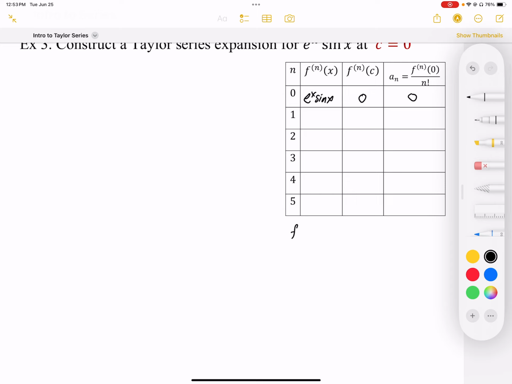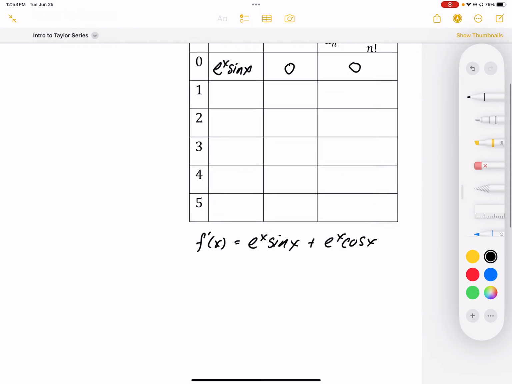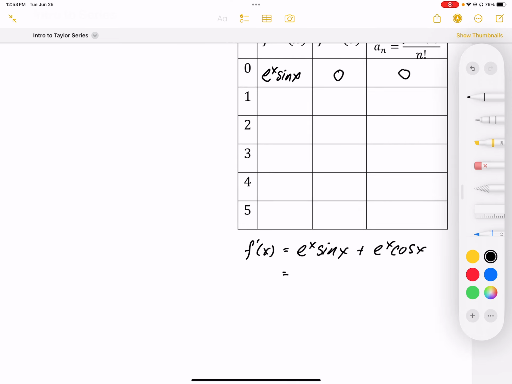Our next derivative is going to be using the product rule. So we're going to end up with e to the x sine x plus e to the x cosine x. I'm going to factor that out. So this is going to be e to the x (sine x plus cos x), and evaluate it at 0.